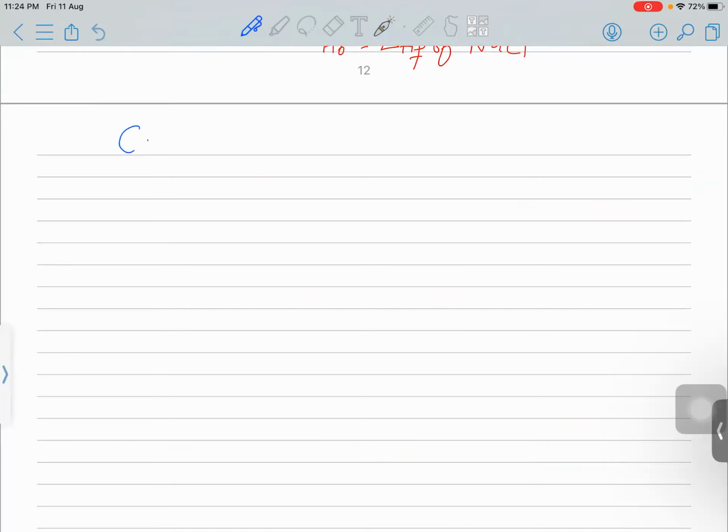Now, question number 2. Case 2. There are 6 cases, right? Case number 2: group 2 plus group 17. Example, calcium chloride.